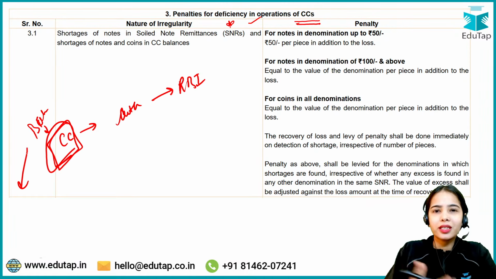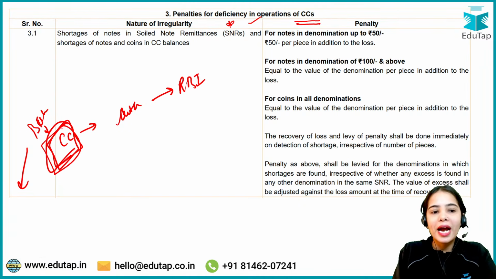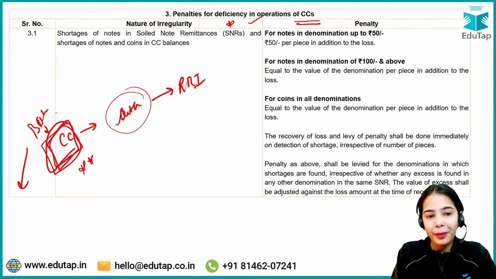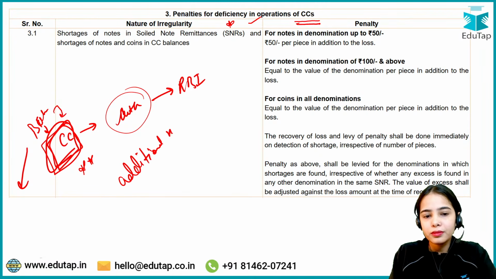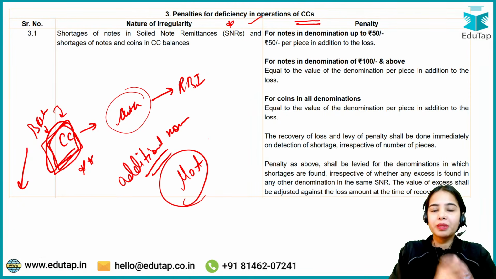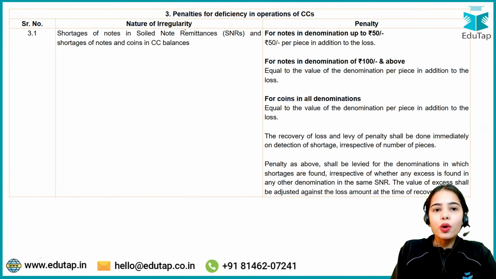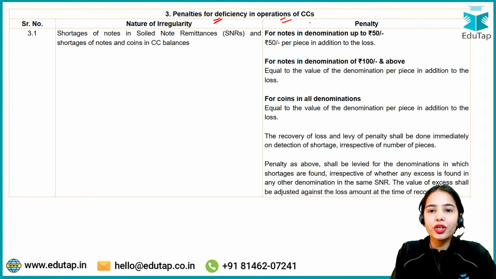So they do their normal functioning as well as handle the currency chest business, for which they earn some extra service charge. If the RBI has authorized the bank branches with the currency chest, then these bank branches also have to follow certain additional norms. There is a memorandum of agreement that has happened. As per that, the currency chest has to follow certain guidelines as per RBI. So now, penalties for deficiency in operation of the currency chest.